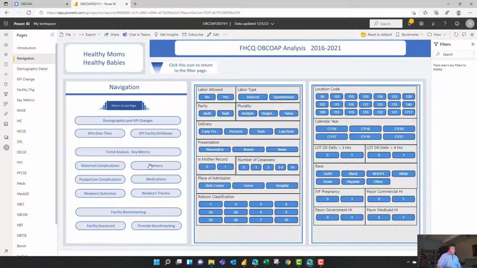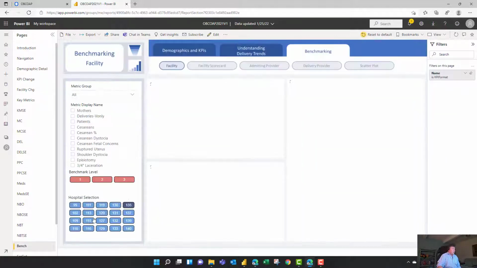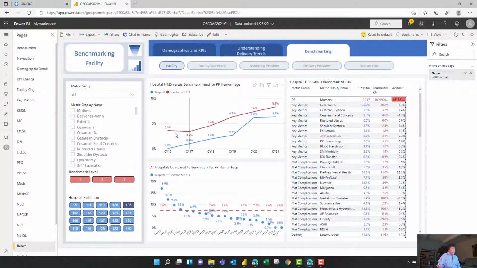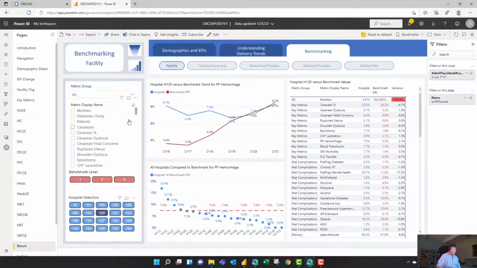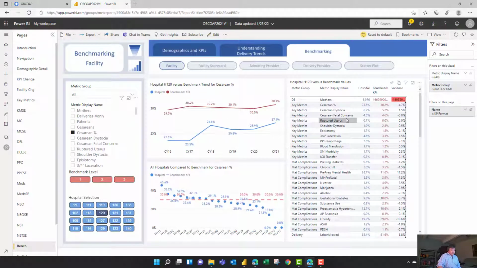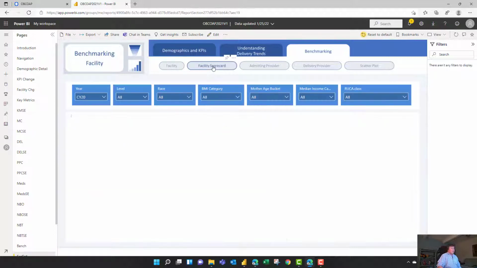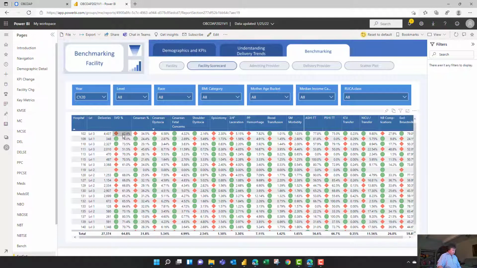Okay, so then when we go back to the benchmarking page, now we're going to see all these hospitals here. 135 is selected. We can easily pick another hospital and look at, this is postpartum hemorrhage. We can look at cesarean percentage here and see that change. So this is very similar. We have the facility scorecard where we have a number of different metrics and whether these numbers are above and below the mean. We can really manage very closely the different demographic characteristics of the population.